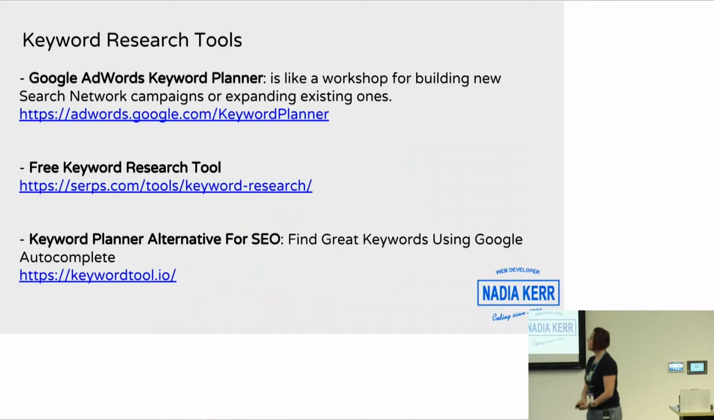So, some of the tools that you can look at for keyword research. Google AdWords Keyword Planner is a great tool for being able to plan your keywords. Some of these links are quite long, so feel free to screenshot. Free keyword research tool by SERPs, and there's another one at the bottom, which is Keyword Tool IO. These tools allow you to go onto their websites and plan keywords, and they'll give you other suggested related keywords to use.